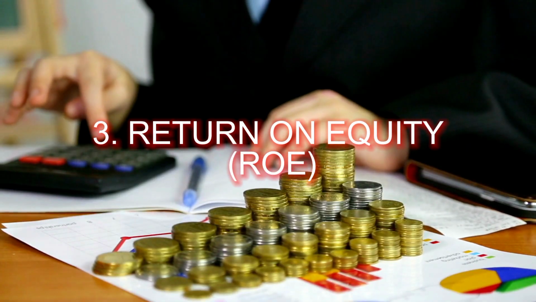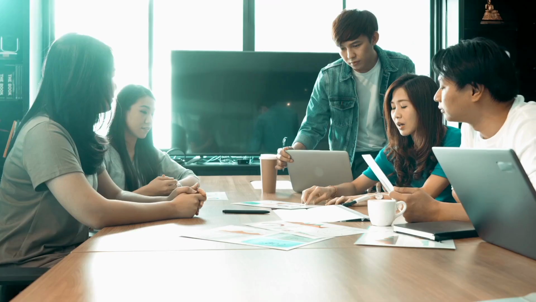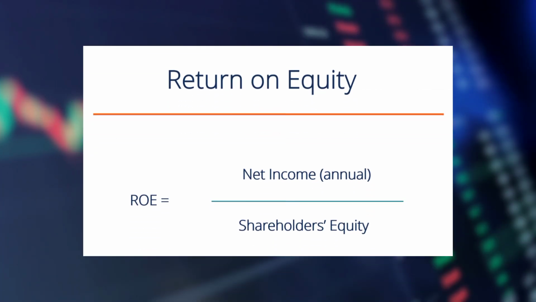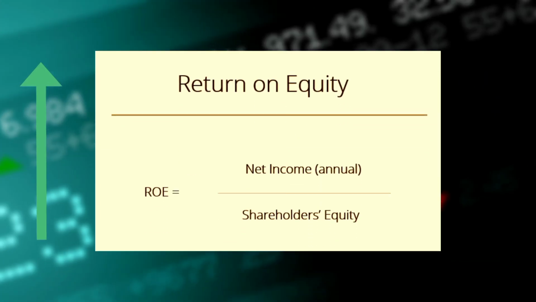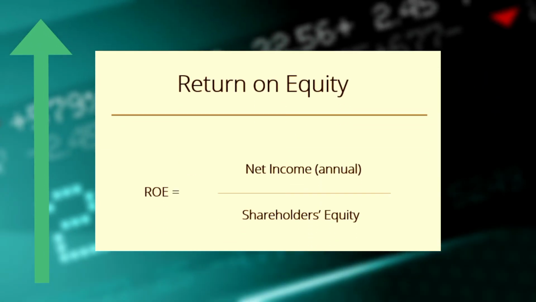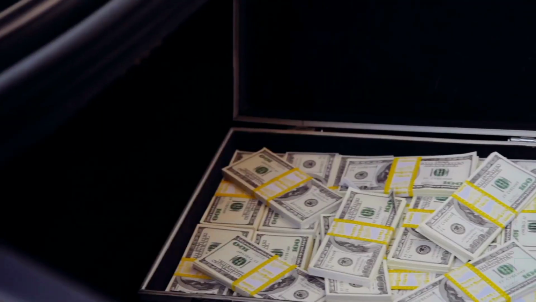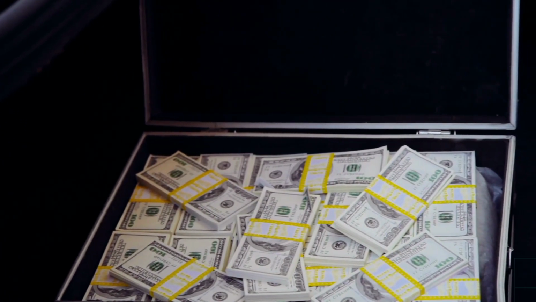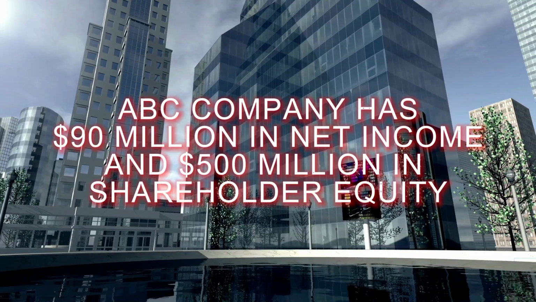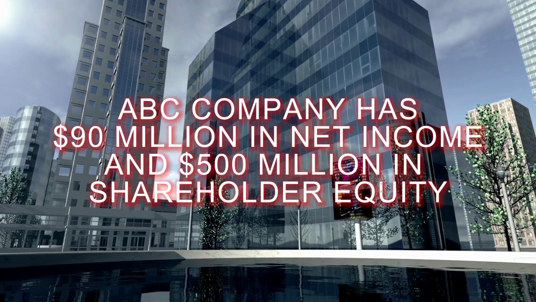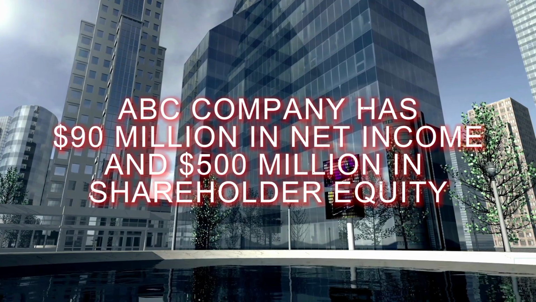Number 3. Return on equity (ROE). The return on equity (ROE) measures how well a business is doing. Divide net income by shareholders' equity to get a return on equity. If a firm has a high return on equity (ROE), it may indicate that its stock is undervalued because of the high level of profit it produces based on the amount of money its shareholders have put into it. For example, ABC company has $90 million in net income and $500 million in shareholder equity.